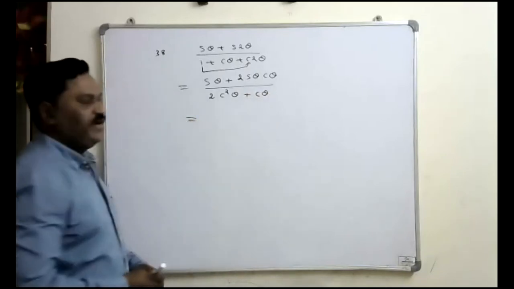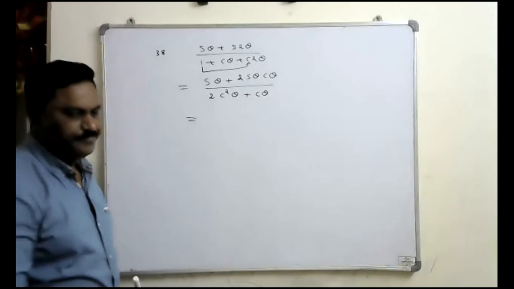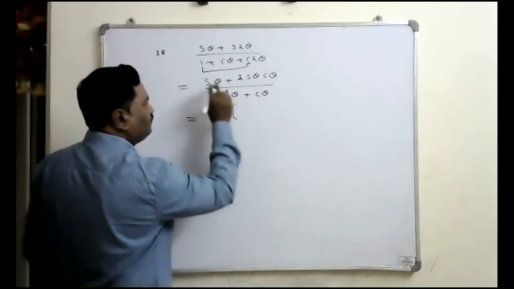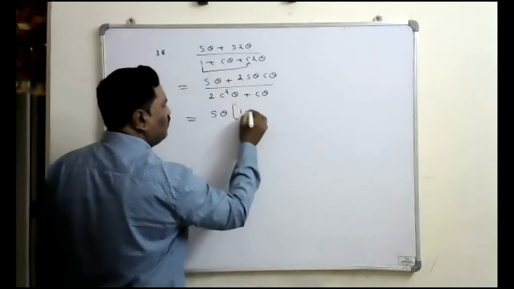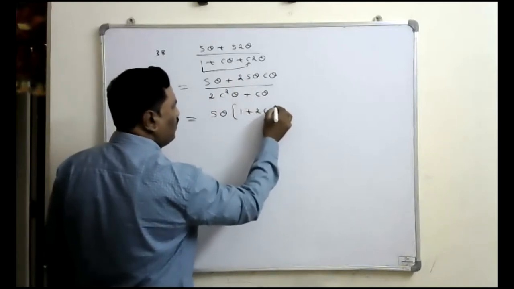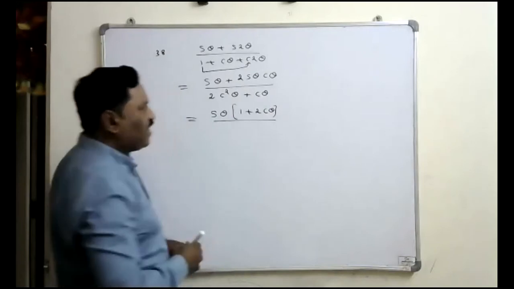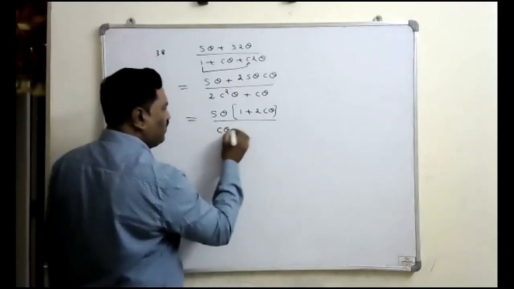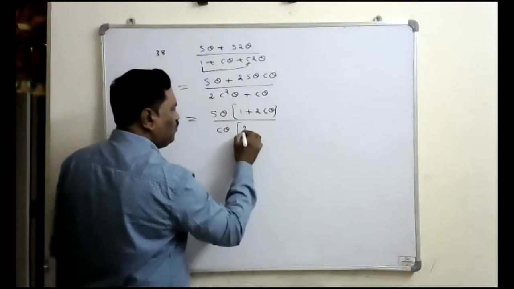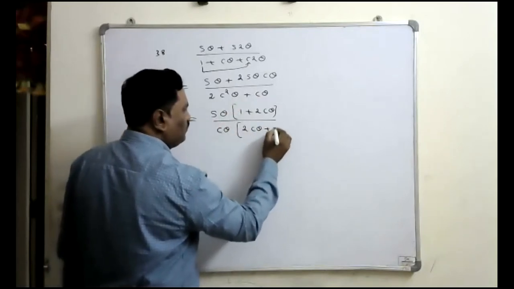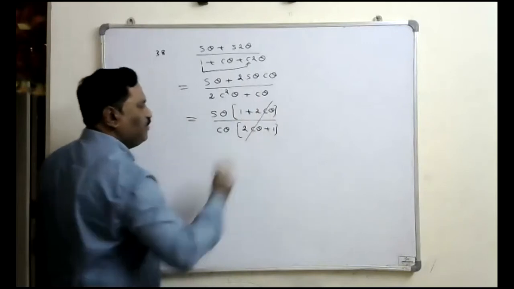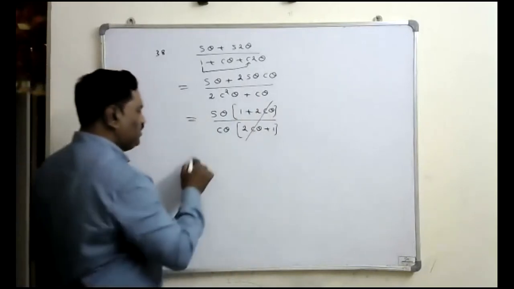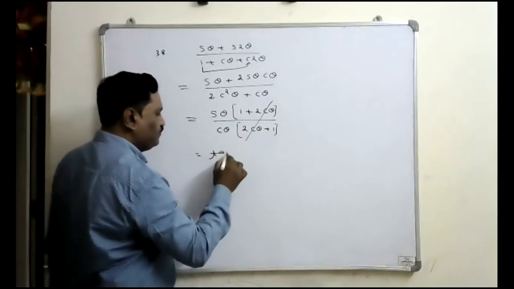Now from the numerator, what can we take common? Sin theta common, and the remaining is 1 plus 2 cos theta, upon the denominator. What can we take common from it? Cos theta. What is the remaining? 2 cos theta plus 1, where this 2 cos theta plus 1 gets cancelled. Now sin theta by cos theta is tan theta. That is the answer.